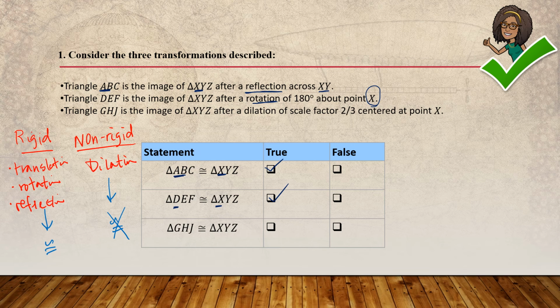The last one, triangles GHJ and XYZ are going to be dilated now by a scale factor of 2/3. So the fact that it says dilation, not a rigid transformation, so therefore that is going to be false.